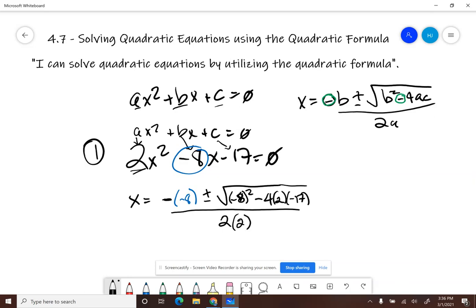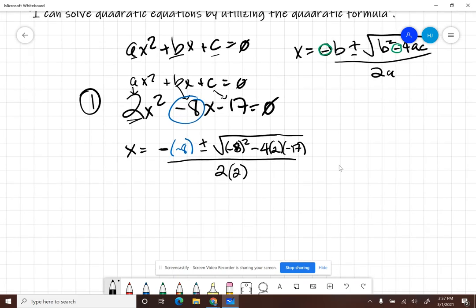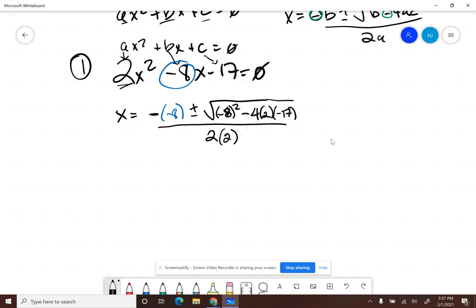So now at this term, really all we've got is a lot of math that we've got to simplify and try to work out. But this is something that you can definitely do. So negative 8 is going to turn to a positive 8. Again, we're going to keep our plus or minus square root of negative 8 squared. That's the same thing as negative 8 times negative 8, which is 64.